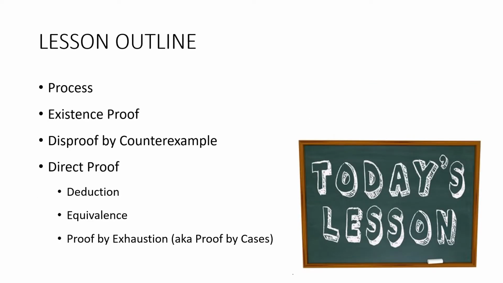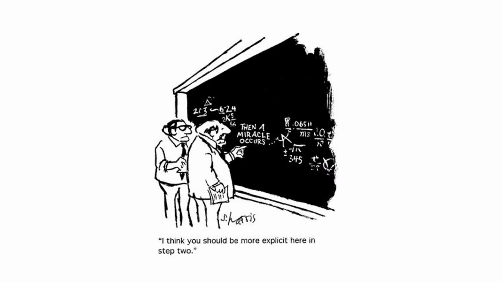Okay, this lesson we're going to look at the process of proof, existence proof, disproof by counterexample, and then direct proof. And there are a couple of types of direct proof we're going to look at: deduction, equivalence, and proof by exhaustion. Okay, here's a cartoon to begin with.